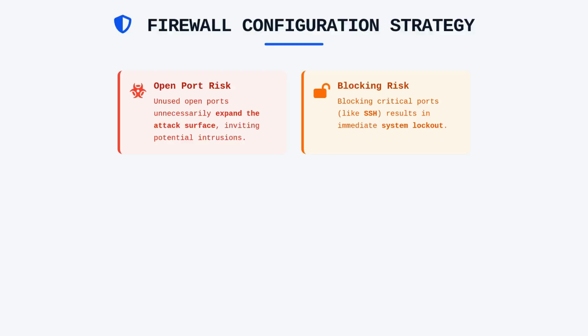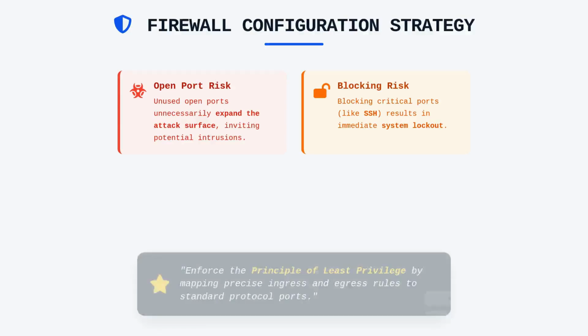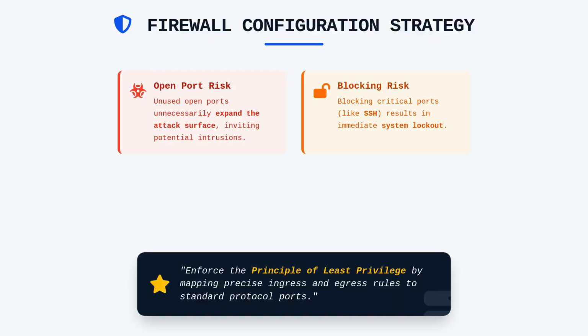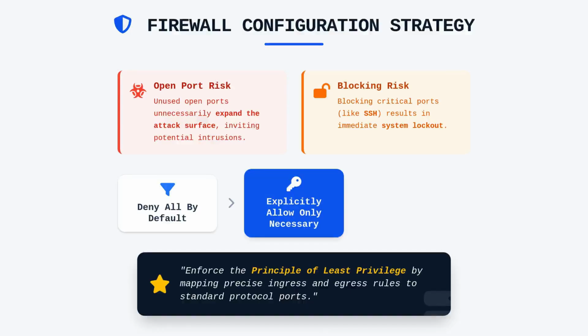By mapping these specific protocol behaviors to their assigned ports, you can write precise ingress and egress rules that enforce the principle of least privilege. This practice involves denying all traffic by default and explicitly allowing only the communication channels that are strictly necessary for the server's defined function. A well-hardened system is usually one where the administrator has carefully considered which protocols are truly required and has pinned them to their standard ports with appropriate access controls.